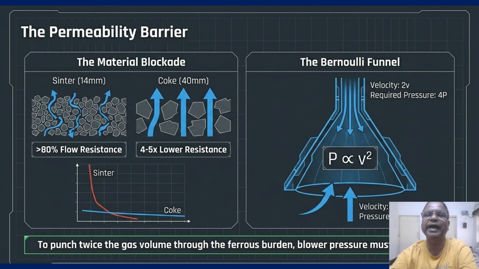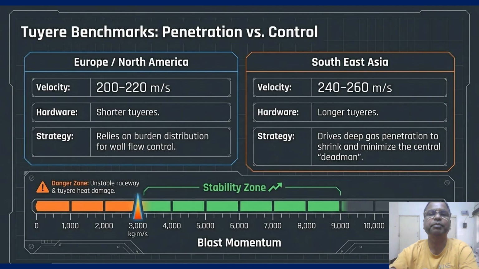These gases must then exit through the tuyeres. The velocity at which that gas enters the furnace is dictated by regional strategies and hardware benchmarks. Coming to this slide, it compares the operational strategies between Europe and Southeast Asia. In Europe and North America, we typically see lower velocities of 200 to 220 meters per second, relying on burden distribution for flow. In Southeast Asia, they push 240 to 260 meters per second to minimize the central dead man.